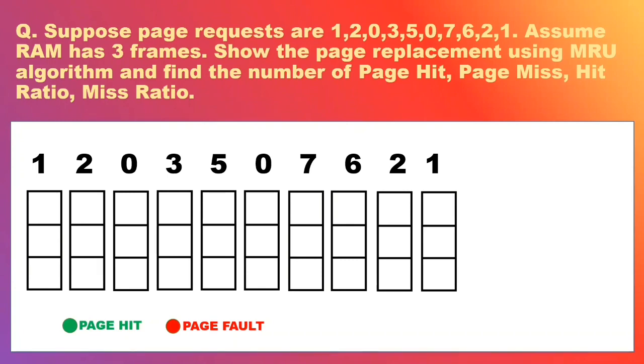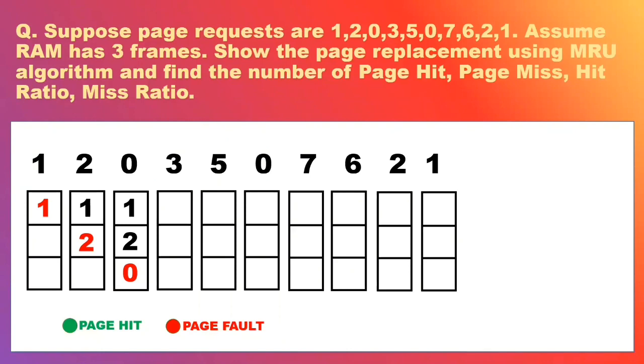So now the first requested page is 1 and it is not present inside the RAM, so it is obviously a page fault. Then the requested page is 2, it is also not present inside the RAM, so it's a page fault. Thereafter 0, it is not present, so it's a page fault. Then 3. Now all the frames contain different pages, and the new page request is 3, which is not present inside the RAM, so it is obviously a page fault.